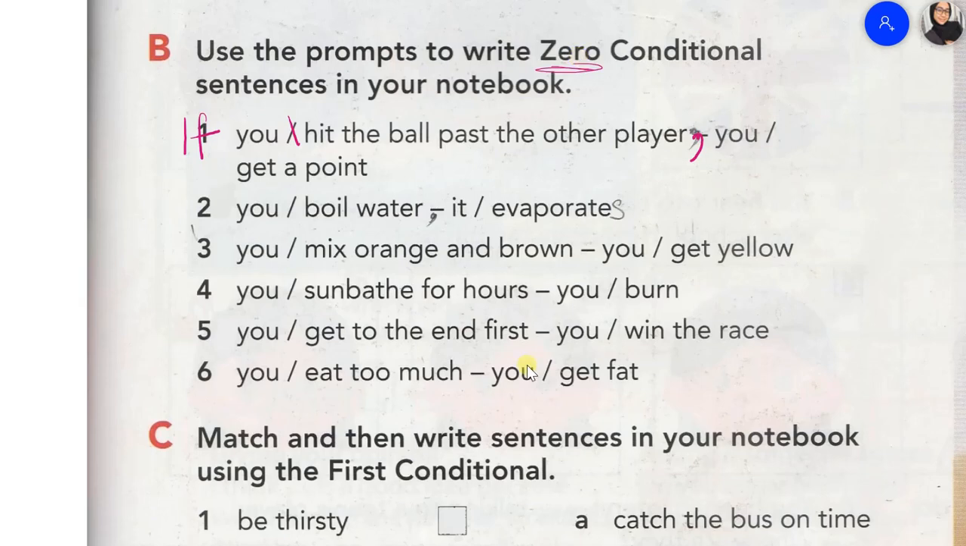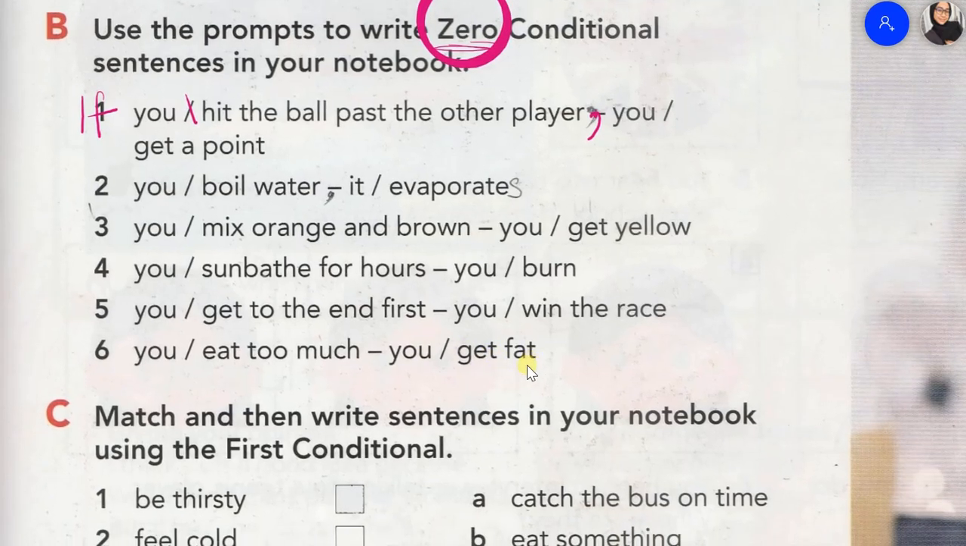Okay, remember, since we are writing zero conditional sentence, the main clause or the result, the clause after the comma, after the if clause, needs to be in present simple form. So no will, because will is only for first conditional. So since this is zero conditional, your sentence should look like this. If you hit the ball past the other player, comma, you get a point.